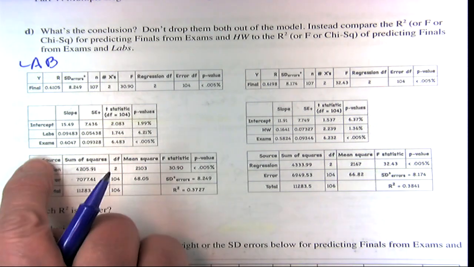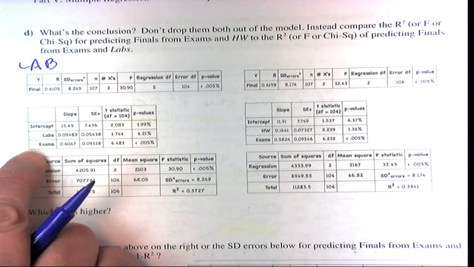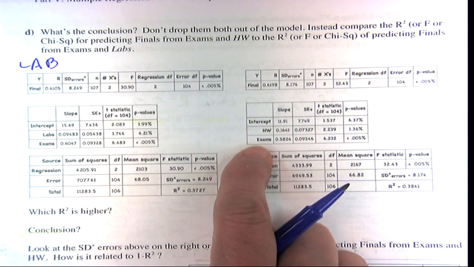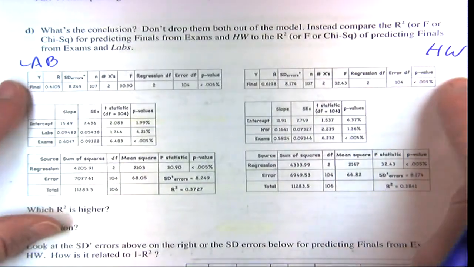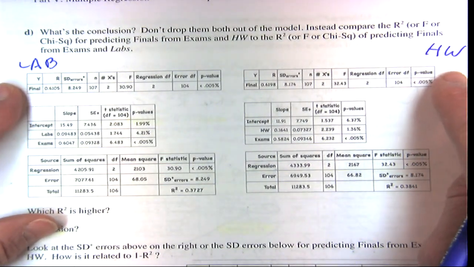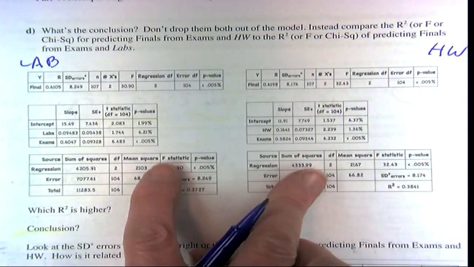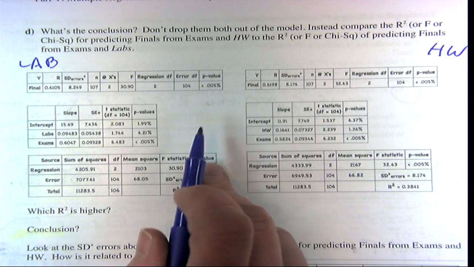So this is what we're doing here. It is going to predict the final exam from these two variables, labs and exams. And here we're going to compare it to homework and exams. So this is our homework model. Both of them have two variables, labs and exams, and homework and exams. All right, so now let's look at the statistics here.